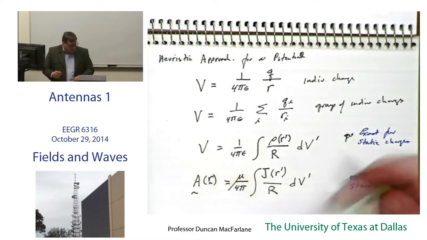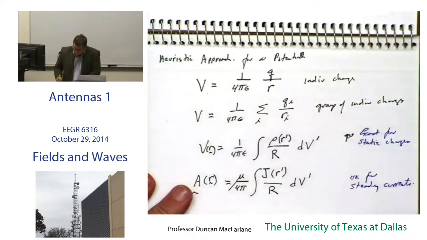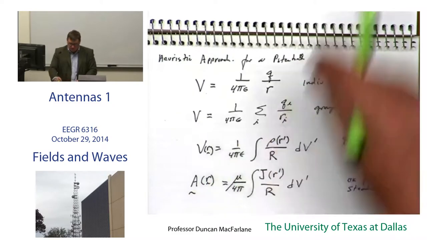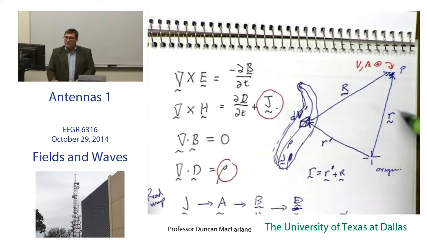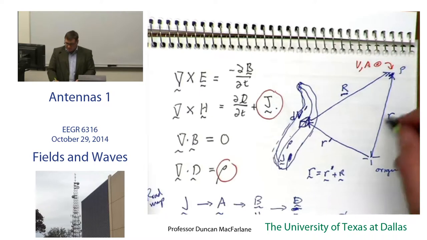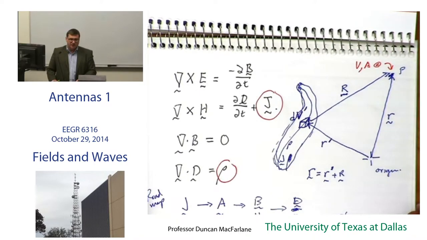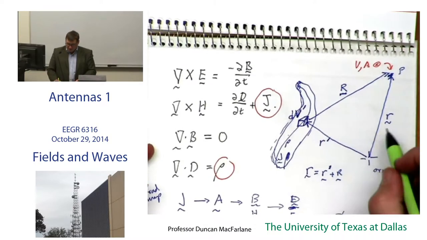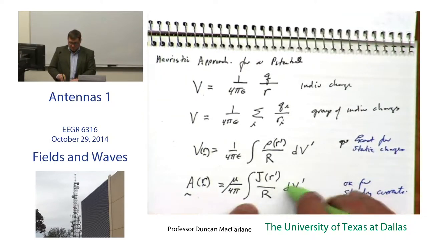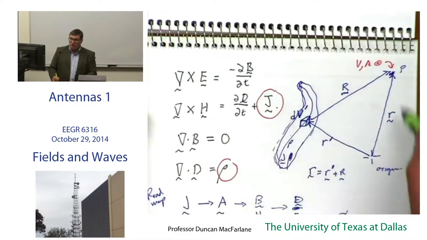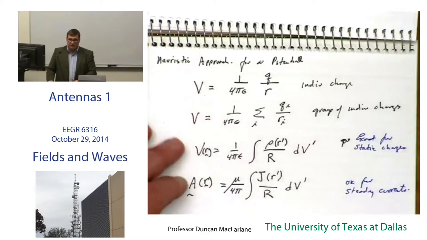Now, we care about, I'm going to add in the R here. Okay? So V is a function of R. Oh, I didn't comment on that. V is a function of R and A is a function of R. That's this R here, right? I'm interested to know what V as a function of R is and what A as a function of R is at my observation point, and I locate my observation point with that vector R. Okay? So again, R, R prime, and capital R. So this maps directly to the coordinate system that we set up. Okay?